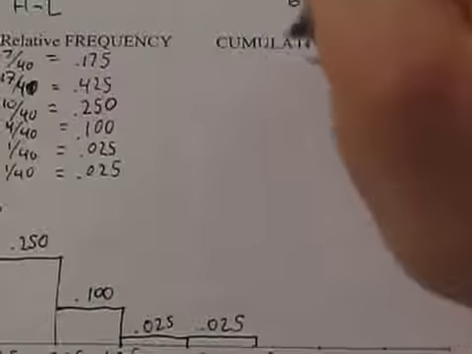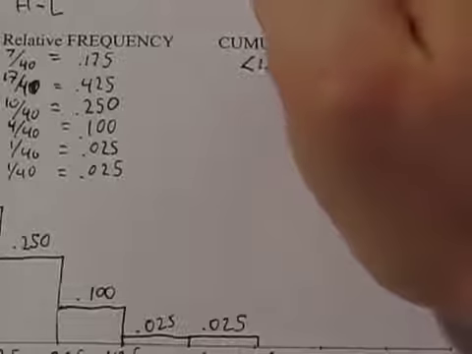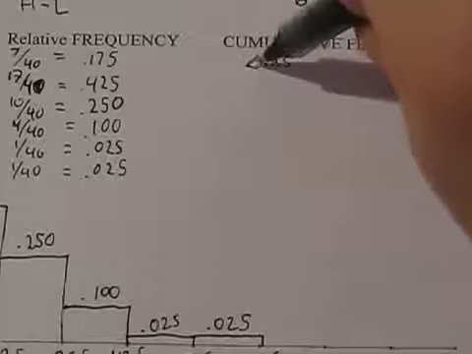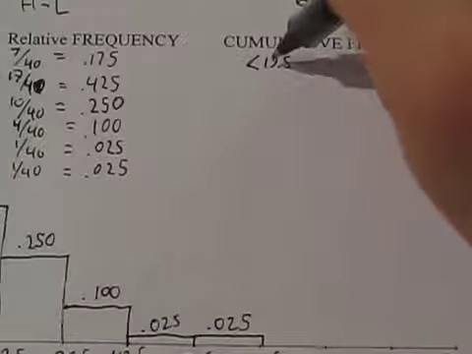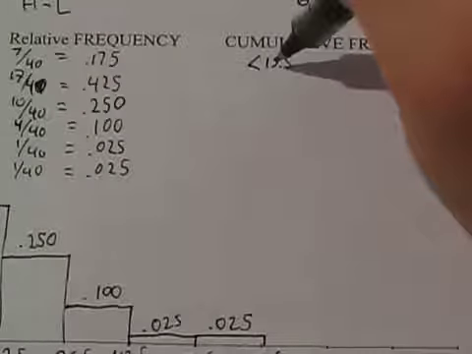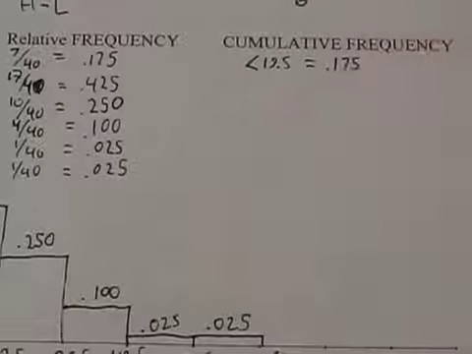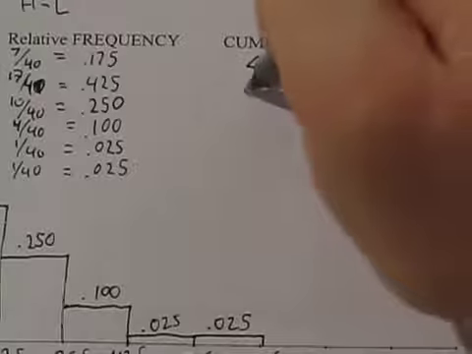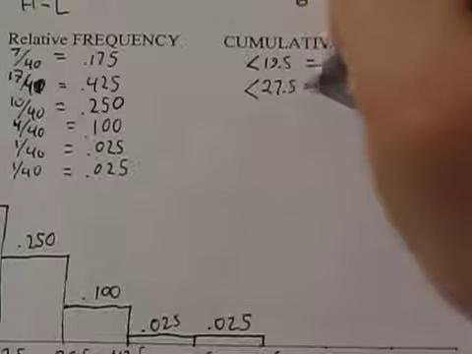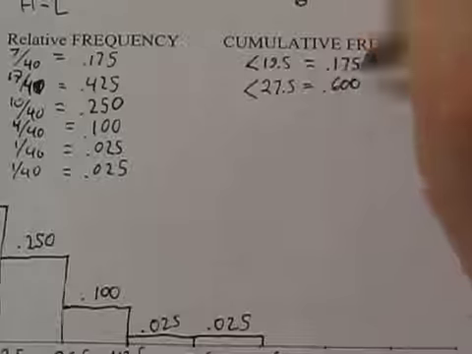So the number of fast foods that had protein that was under 19.5 grams was 17.5%. Now, if I'm looking at those that were less than 27.5 grams of protein, if I add these two numbers together, this one and this one, that makes a total of 60%.